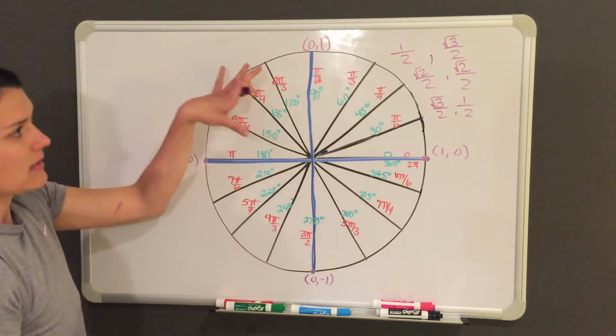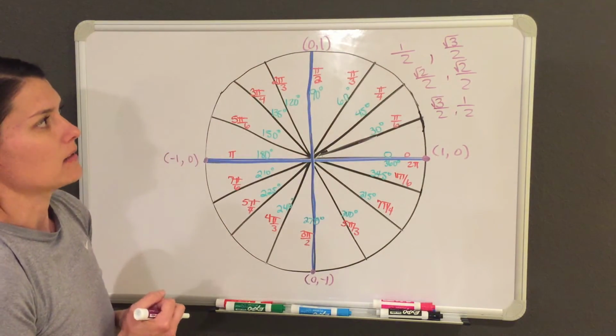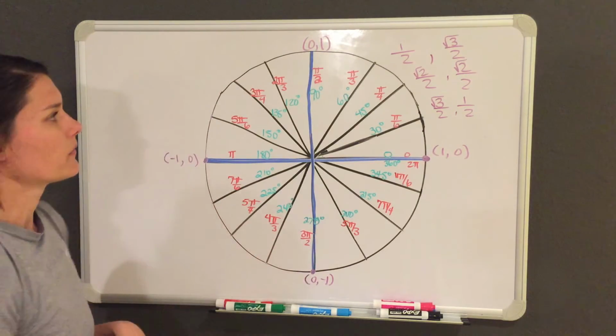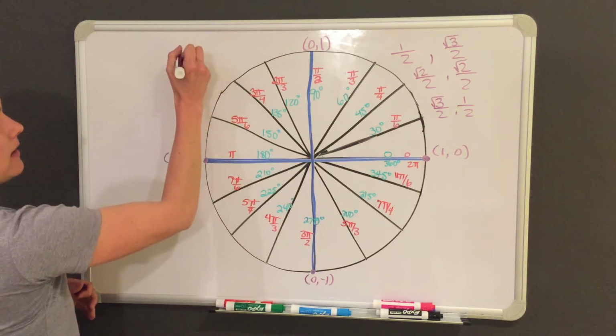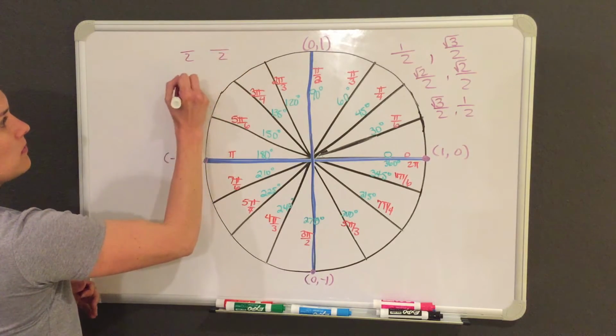And the good news is once you have the first quadrant filled out, the rest of them are just repeating. So on the second quadrant, again, I just write everything over 2.